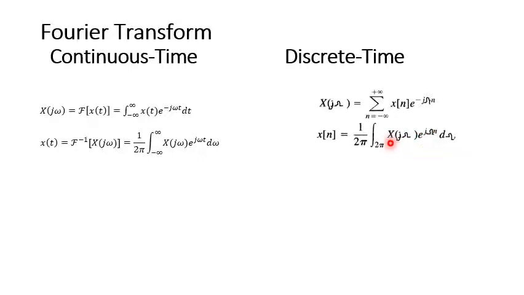You understand that in the discrete time case, the signal input is the frequency domain signal, and using this equation we get the output, which is the time domain signal.